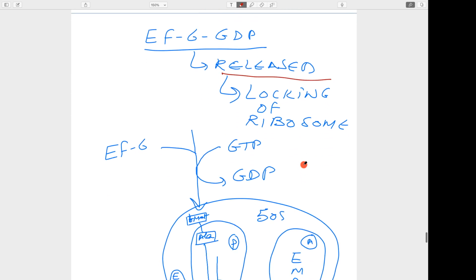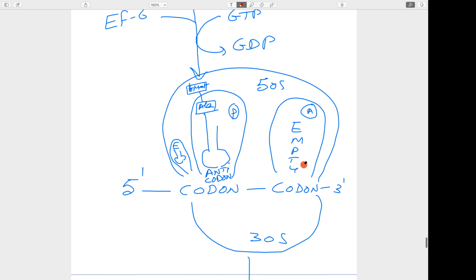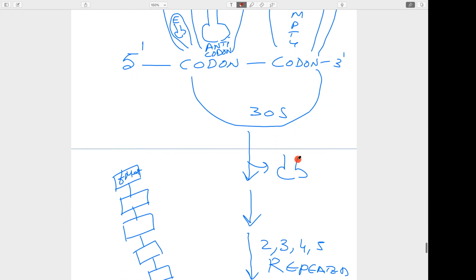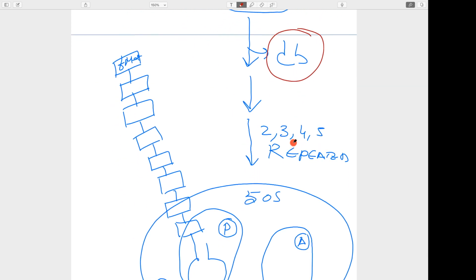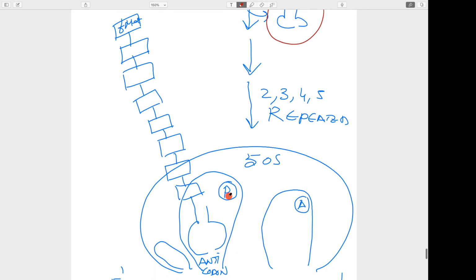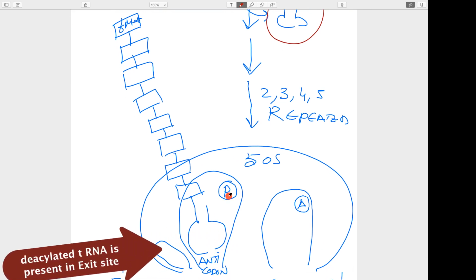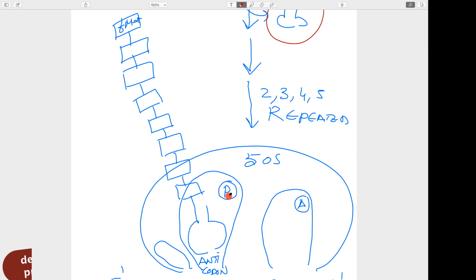So this is what is shown here. The peptidyl site is occupied with the peptide and the aminoacyl site is empty. Then deacylated transfer RNA is released, and these steps are repeated again and again until the desired length of the polypeptide is synthesized. With this, we have reached the end of the elongation, and the next one is termination, which we will study in the next session. Okay, thank you very much.